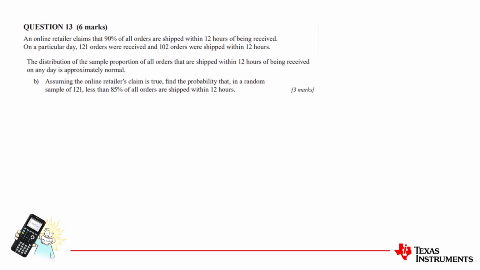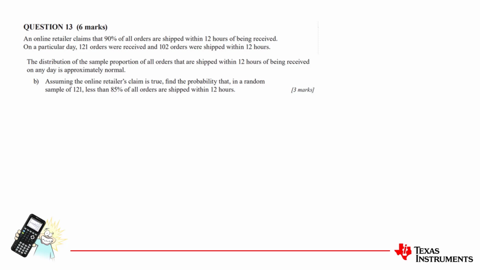Part B, we're looking at the distribution of the sample proportions of all orders shipped within 12 hours of being received on any day, approximately normal. So in this case, we're looking at the normal approximation to the binomial. If we're assuming that our online retailer's claim is true, we want to find the probability that in a random sample of 121, less than 85% of all those orders are shipped within 12 hours. So we've got to do a little bit of stuff first.